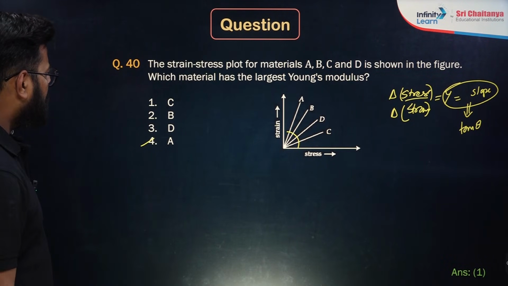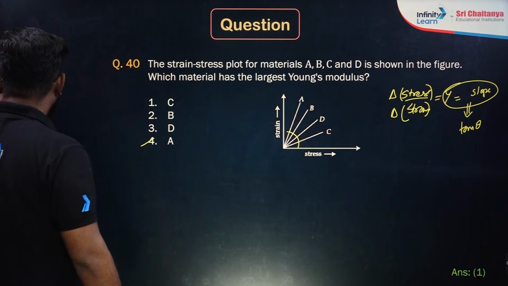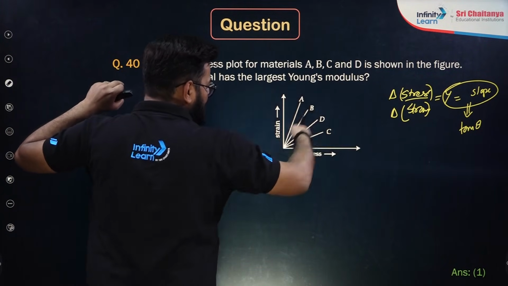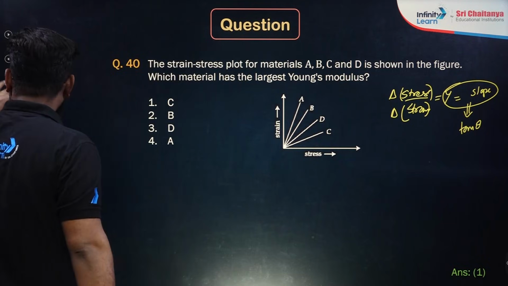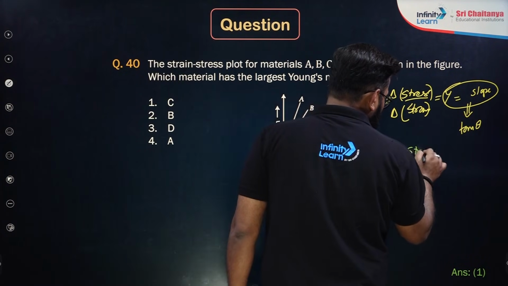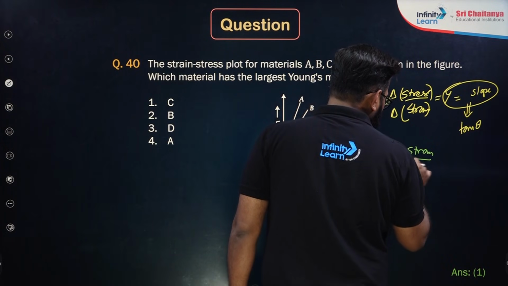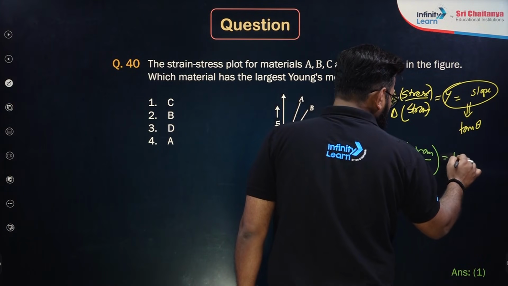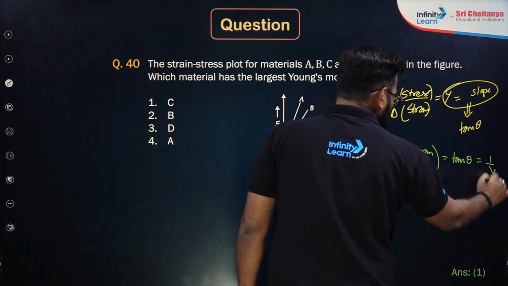Okay. Now there is an issue. The issue is stress is plotted along y-axis and strain is plotted along x-axis over here. So in this case, it's just the reverse. Delta of strain to the delta of stress will basically talk about tan theta, right, and will give you the value of 1 upon Y.